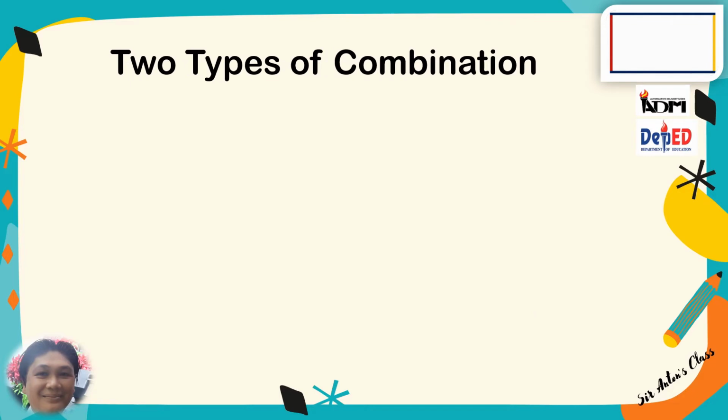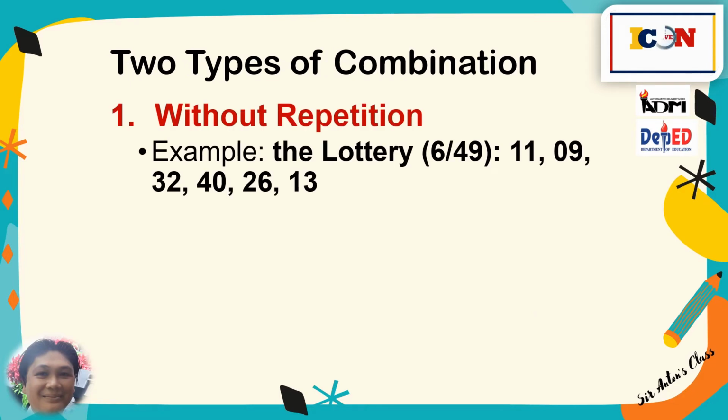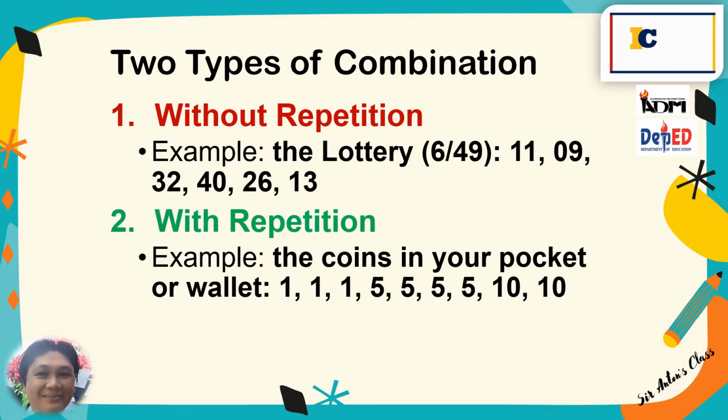Two types of combination. Without repetition. Example, the lottery. Say the 6/49 lotto, where there are 6 numbers to be drawn out of 49 numbers. For example, the first number is 11, the second 9, the third 32, the fourth 40, the fifth 26, and lastly 13. Combination with repetition. Example, the coins in your pocket or wallet or pouch, such as three 1-peso, four 5-pesos, and two 10-peso coins.